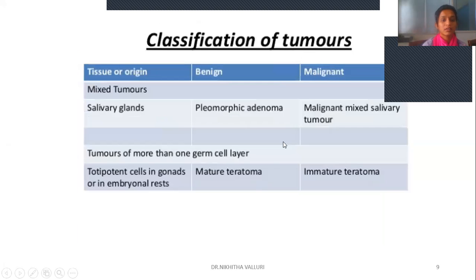And this classification again is of mixed tumors, that is, the tissue of origin is salivary glands. If it is benign, pleomorphic adenoma; malignant, mixed salivary tumor. And then tumors of more than one germ cell layer, that is, totipotent cells in gonads or in embryonal cells, we call them mature teratoma and immature teratoma.